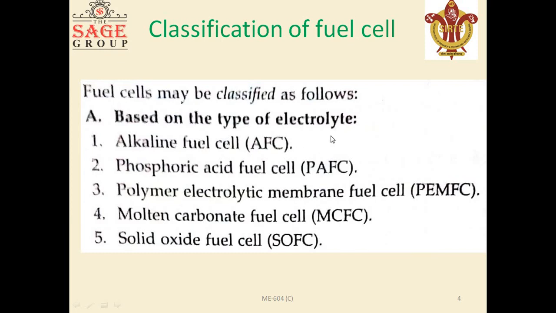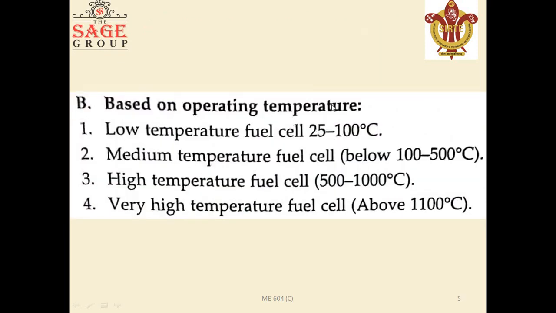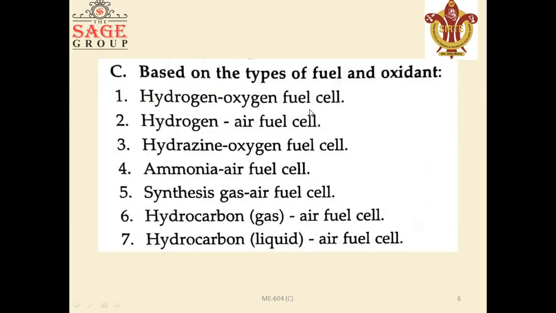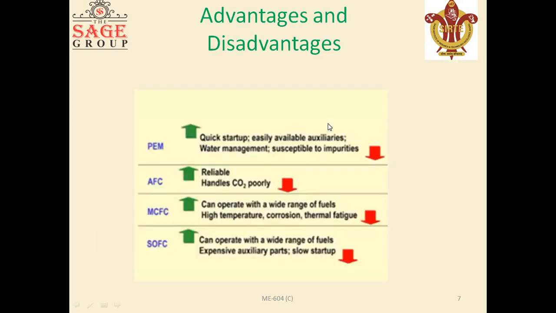First one is according to the electrolyte, second one according to the temperature, and third one is according to the fuel and oxidant. So we will discuss after this classification first the H2O2 fuel cell. But before going to the H2O2 fuel cell, we have to discuss some advantages and disadvantages of different fuel cells. So first one, PEM.